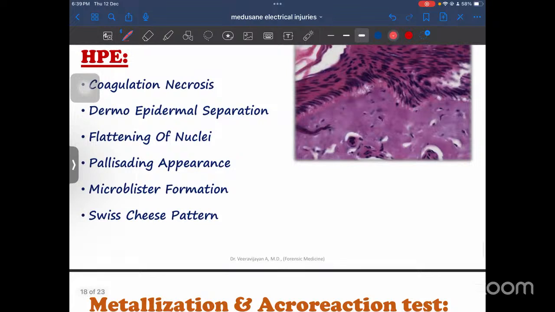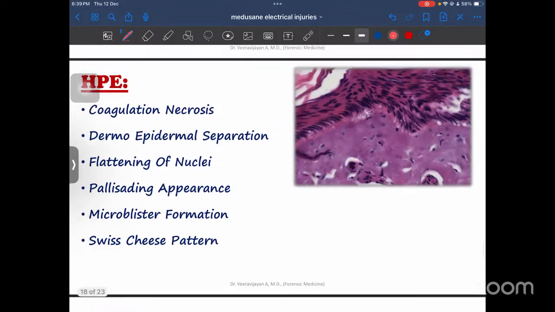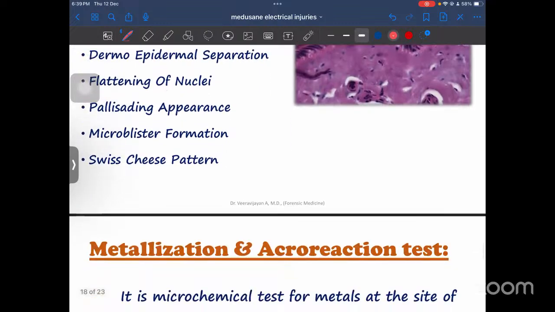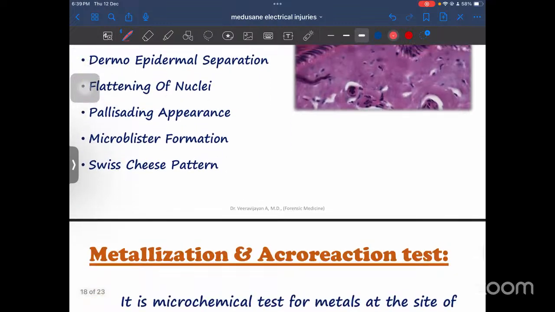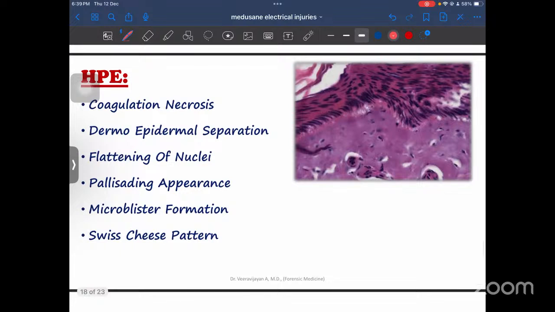Then another important two aspects we have to know in electrocution are HPE, and another one is metallization and acroreaction test. In HPE of skin tissue, where we'll get Joule's burn, there are certain features. The electricity produces heat. Heat causes coagulation necrosis. That is the important thing.